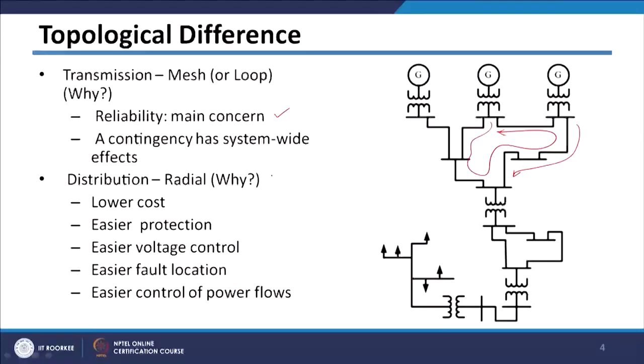Your distribution system will be a radial one. Radial means it will not form any kind of loop, or it is a weakly meshed system.